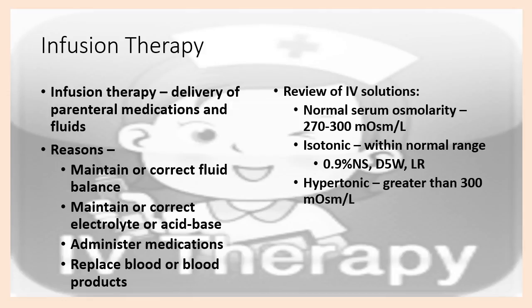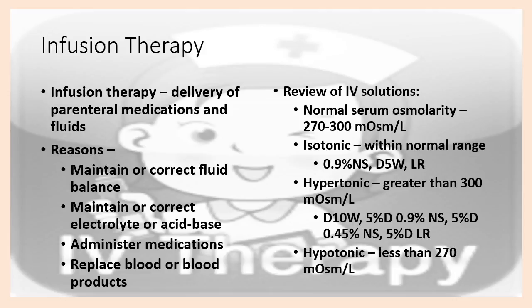Those fluids greater than 300 milliosmoles per liter are hypertonic, aka more concentrated. Some examples would be D10W, 5% dextrose with 0.9% normal saline, 5% dextrose with 45% normal saline, and then 5% dextrose with lactated ringers. And then those fluids less than 270 milliosmoles per liter are hypotonic, aka less concentrated. One example would be 45% normal saline. Table 13-4 in Chapter 13 will list the common IV solutions according to their tonicity.